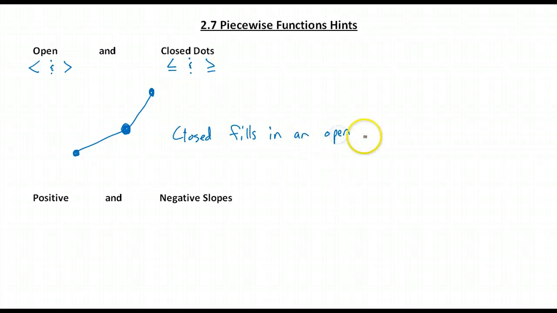The other hint with open and closed dots: if we have a piece that has an open dot on one end, and our second piece comes in with a closed dot, that closed dot fills in an open dot. So even though this piece has an open dot on the end and this piece has a closed dot on the end, that closed dot fills in the open dot.